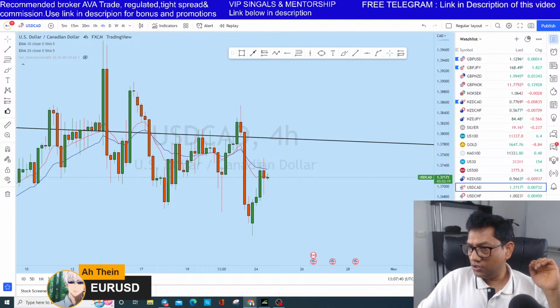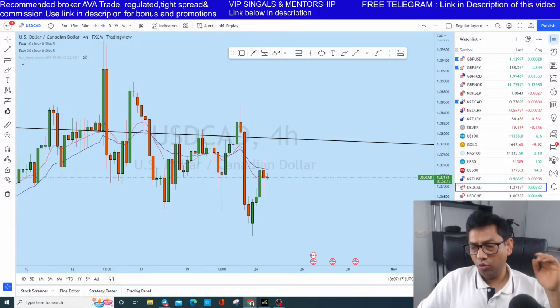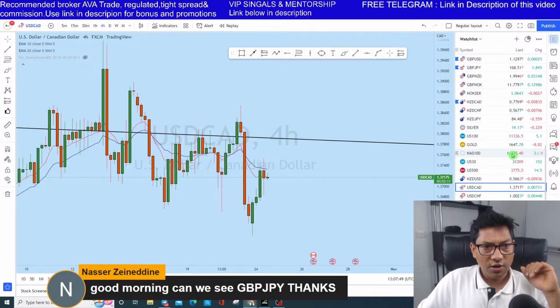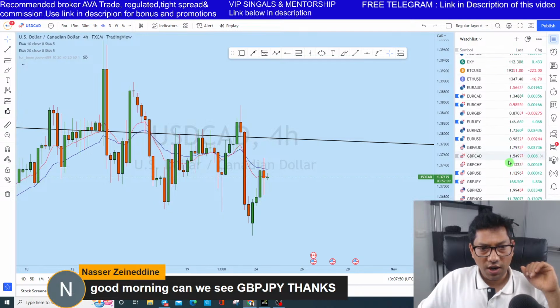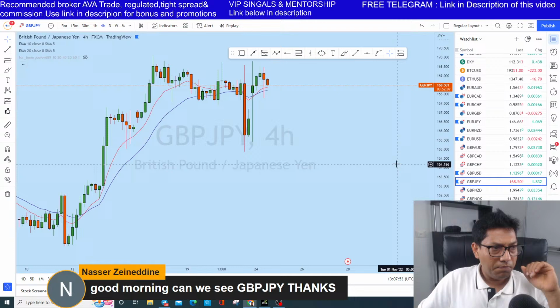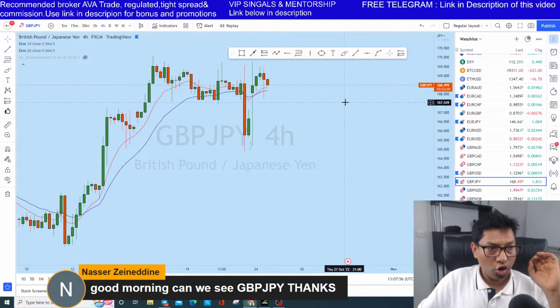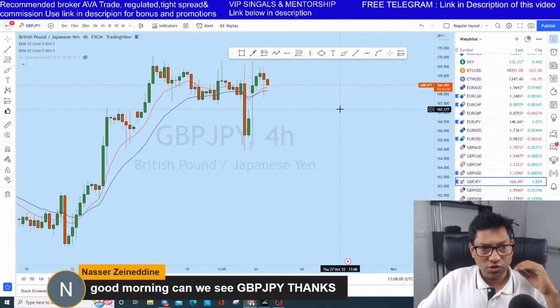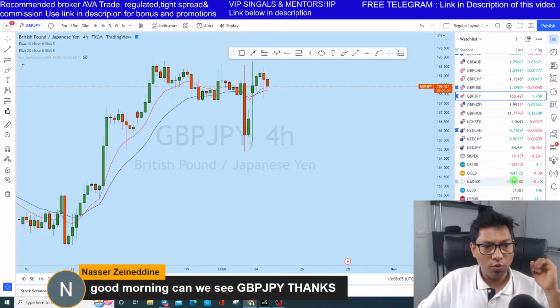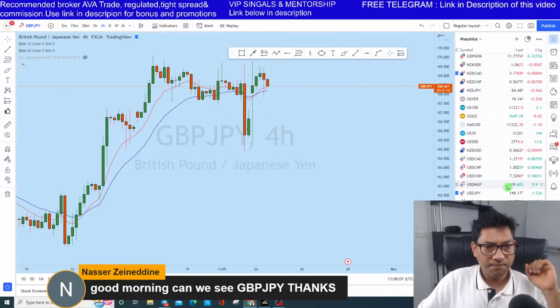Then Euro USD, look at it. Can we see GBP? Yeah, we already saw it. To me, GBP looks bearish for the short term. I think we can expect a move on GBP to the downside.